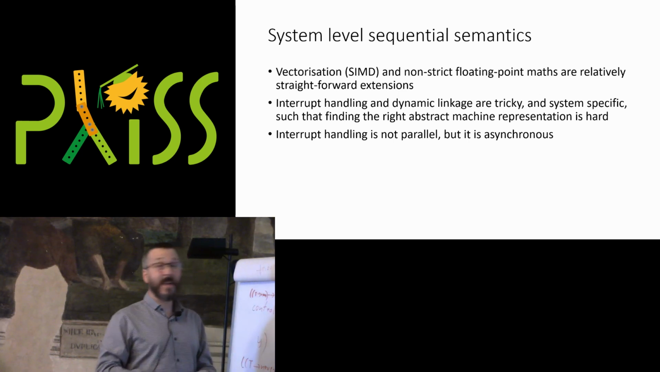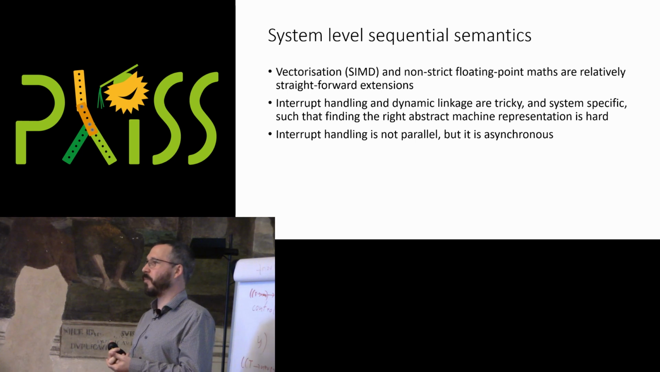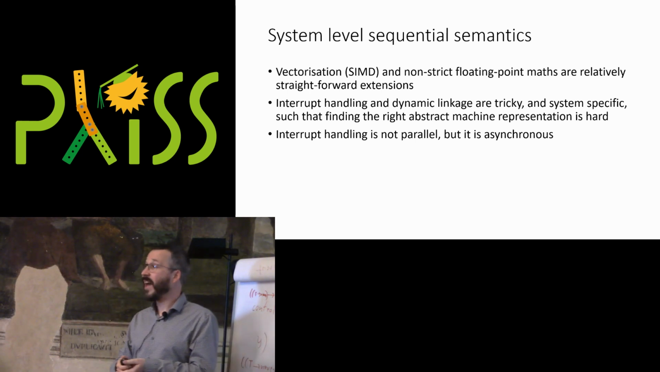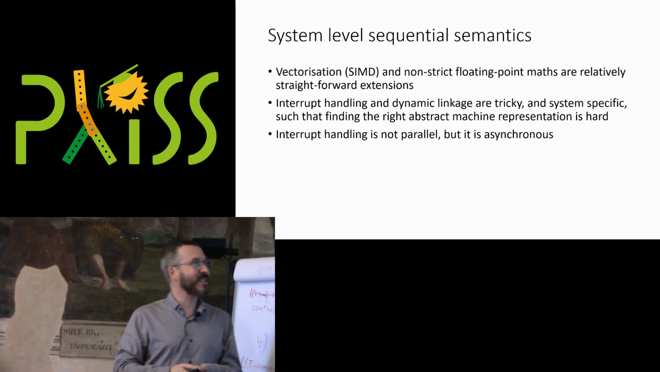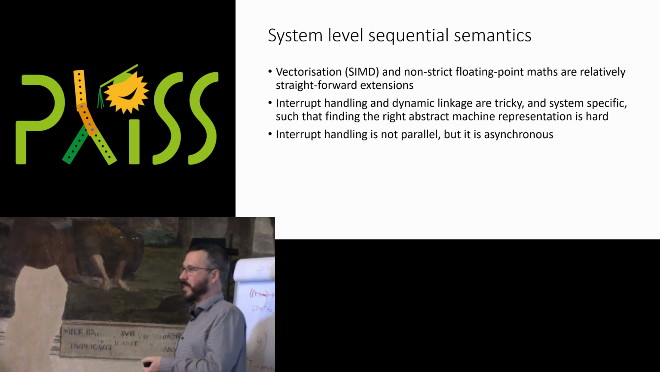Non-strict floating point maths, that's not that bad, actually. It tends to be just a different set of operators that you do over stuff, where you're going to ignore IEEE 754R and go ahead and do something fast instead. Interrupt handling, dynamic linkage, okay. Now it gets hard. It gets really platform specific about what you're doing.